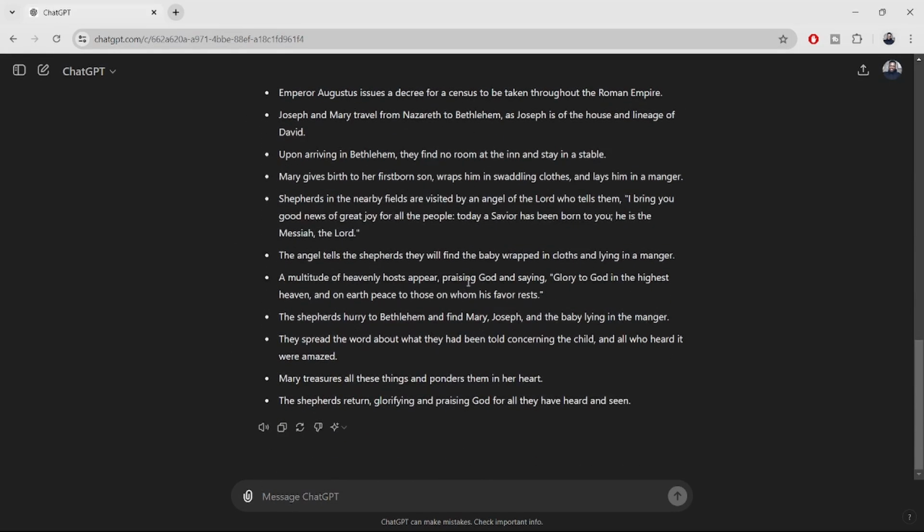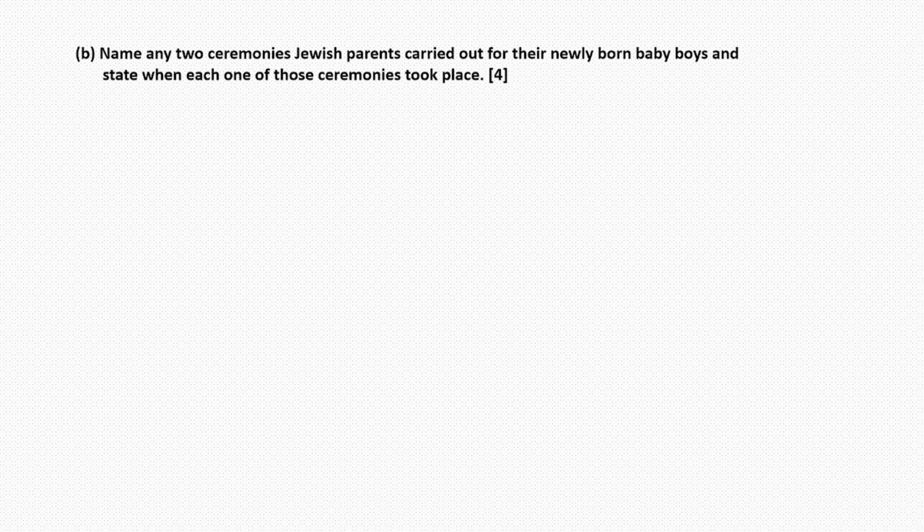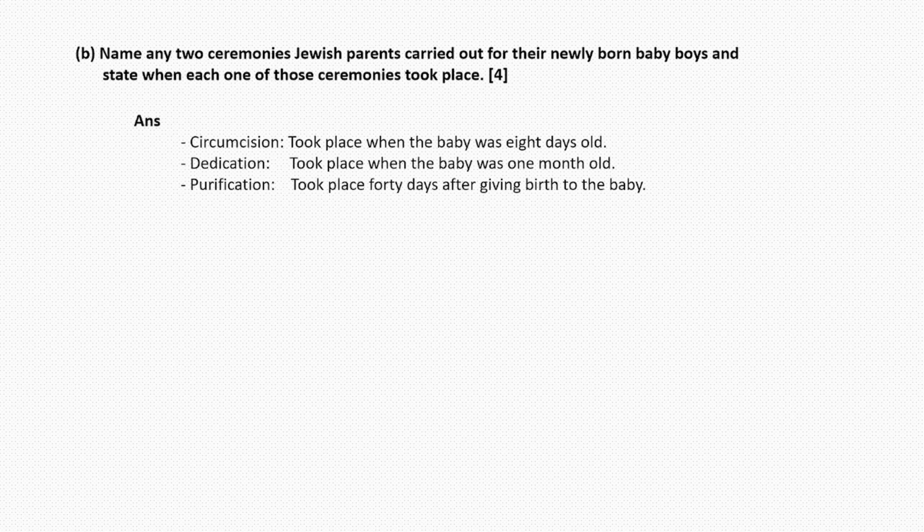Okay, so let's go to question number 1B. Name any two ceremonies Jewish parents carried out for their newly born baby boys and state when each one of those ceremonies took place. So any two. So here I've given three answers. We have circumcision, which took place when the baby was 8 days old. We have dedication, which took place when the baby was 1 month old. Then we have purification, which took place 40 days after giving birth to the baby.